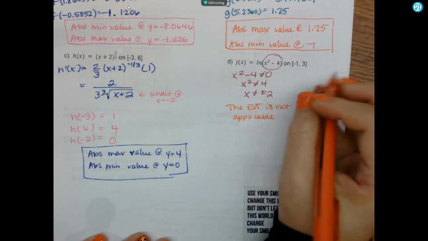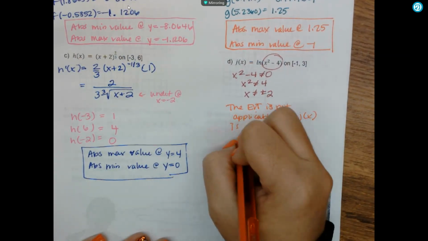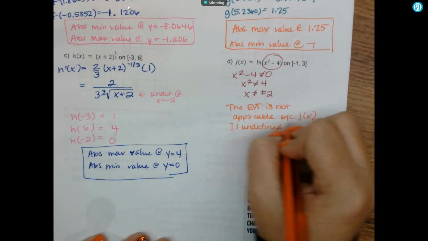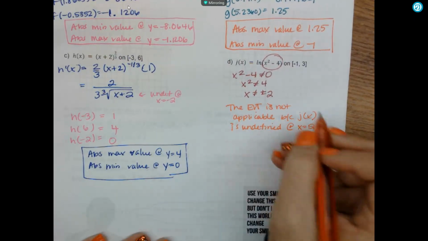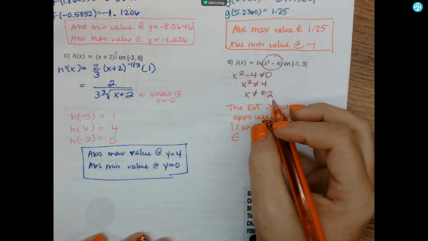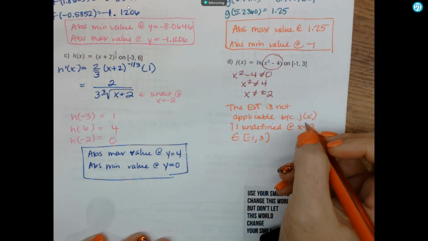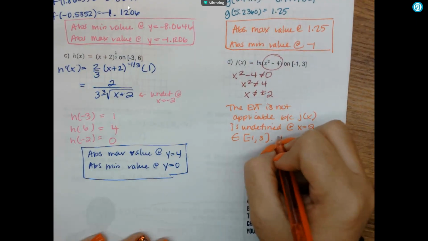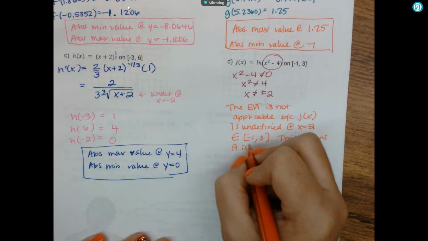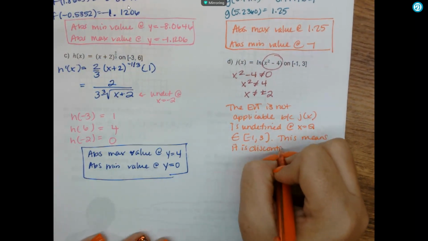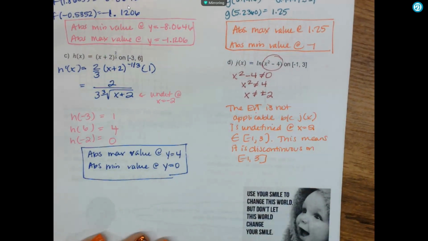It is not applicable because j of x is undefined at x equals 2, which is an element of [-1, 3], right? This makes it discontinuous on [-1, 3].